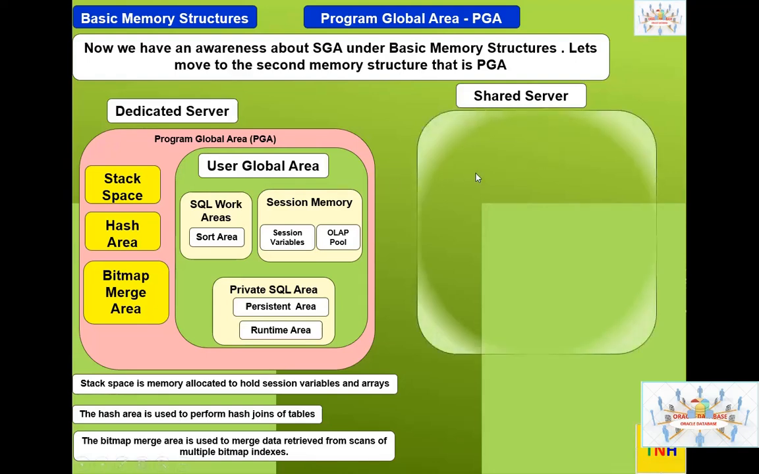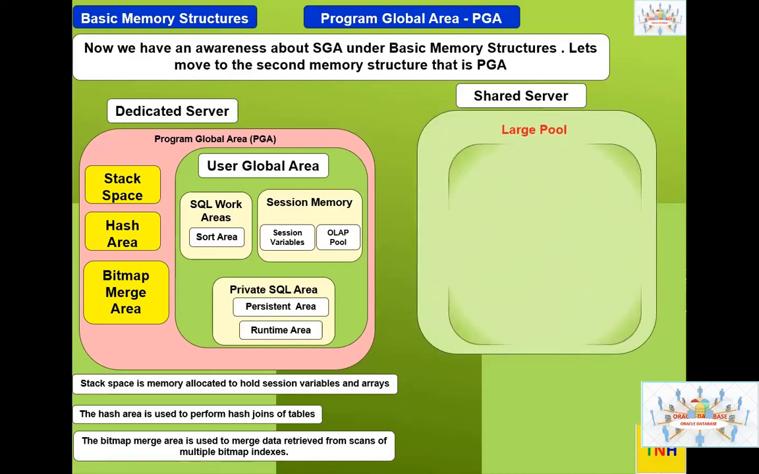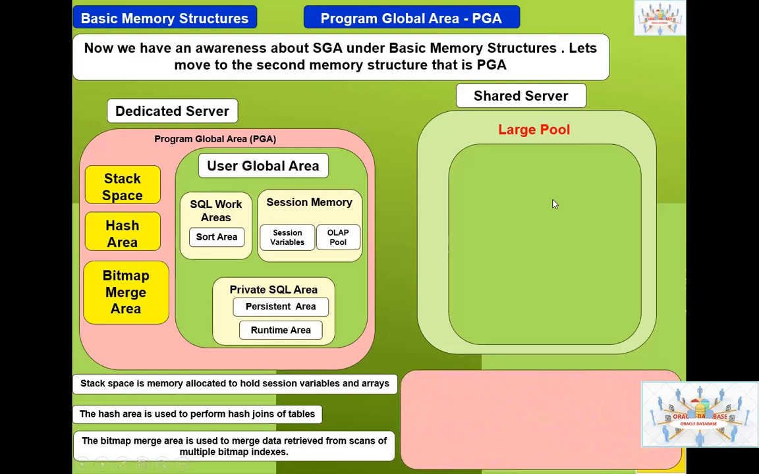But inside the PGA also there's a difference. When it comes to shared server, the user global area is not going to be within the program global area. The user global area is going to get moved to the large pool. Actually, initially it won't be in the large pool. Initially, it will be in the shared pool. In the shared pool, if the shared pool is running out of space, and if the large pool parameter is configured, then only it will move to the large pool. So there are conditions like that.